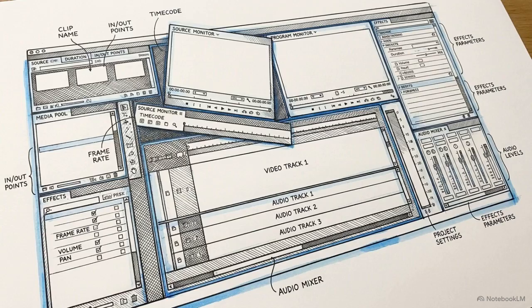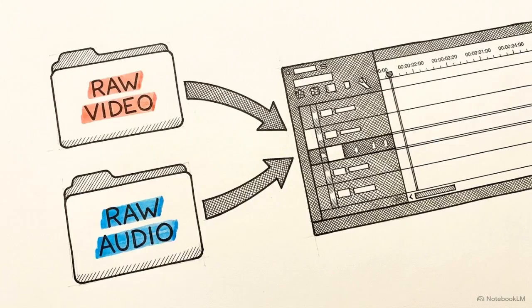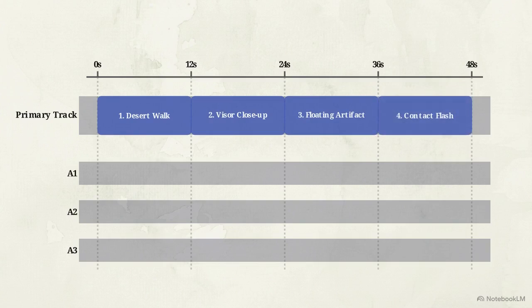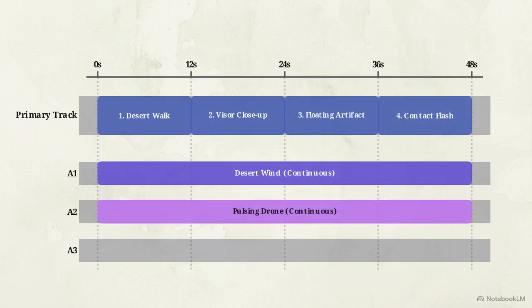Now we bring everything together. Open your nonlinear video editor so we can combine these raw audio and video assets. Lay out your 4 video clips in chronological order on the primary track. Then, place your desert wind and pulsing drone sound effects on the audio tracks directly beneath them, letting those ambient sounds run across the entire timeline.